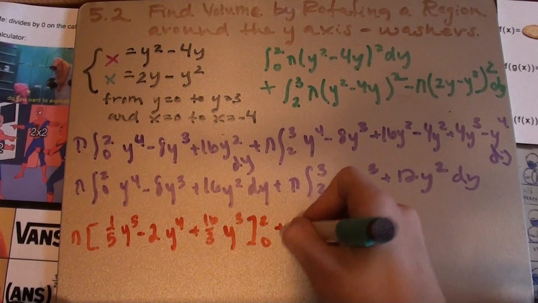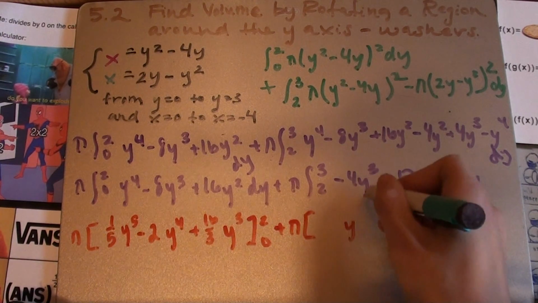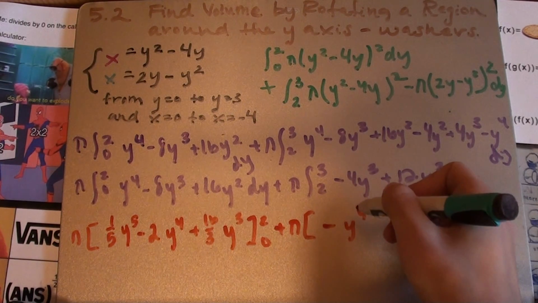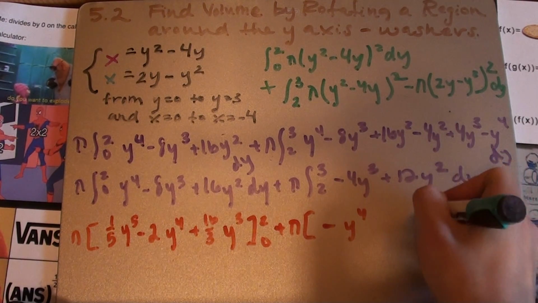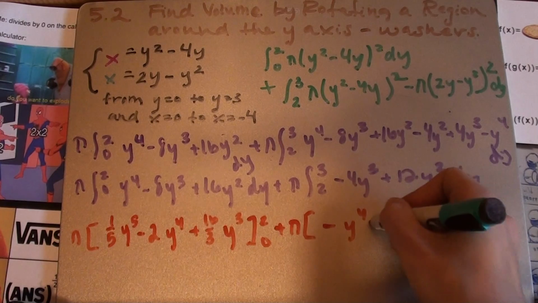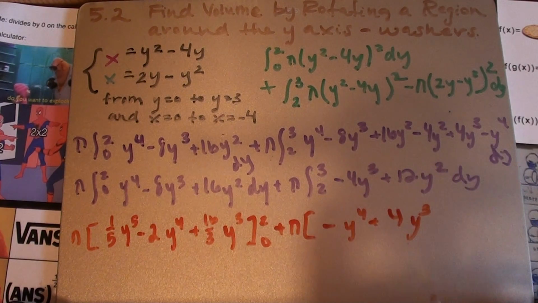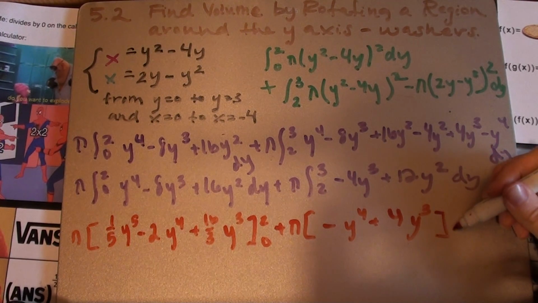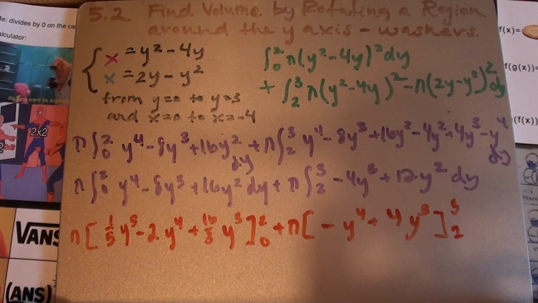And then we're going to add on our pi times our other integral. So we have y to the fourth, and we divide by 4, so we just get negative 1/4, negative 1, y to the fourth. And then we're going to add 1 to our exponent here, so that makes that a cube. When we divide 12 by 3, we just get a beautiful 4. And that's that for that integral, and we're going to be plugging in our bounds from 2 to 3. So that is our completed work after integration.